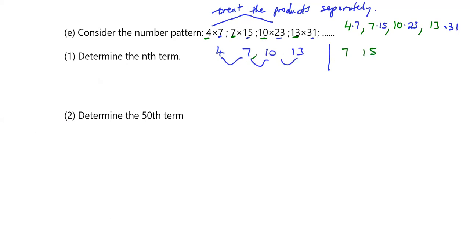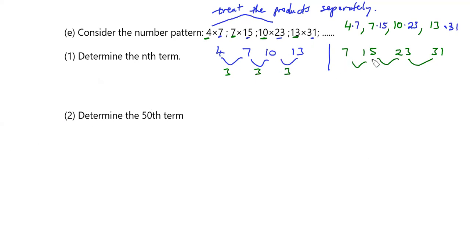But there's no need here, it's fine. 15, 23, and 31. Okay, if we have to look at them, let's see what we get as a common difference here. 7 minus 4, you're going to get 3. 10 minus 7 is going to get 3. 13 minus 10, you're going to get 3.